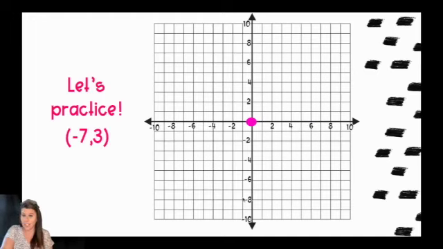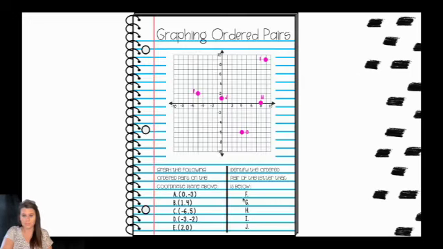So now we have (-7, 3). That negative 7 for x tells me I'm going to go left 7. And that 3 tells me I'm going to go up 3 for that positive y. So now we have (3, -9). So that positive 3 for x tells me I'm going to go right 3. That negative y tells me I'm going to go down 9.